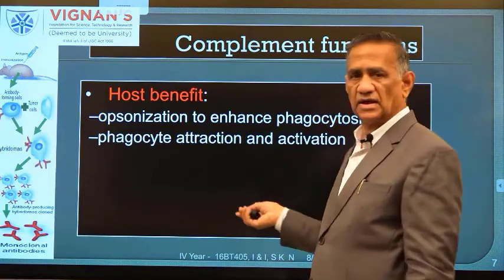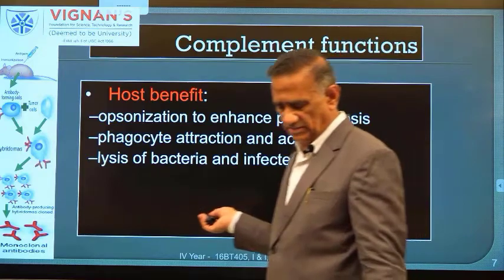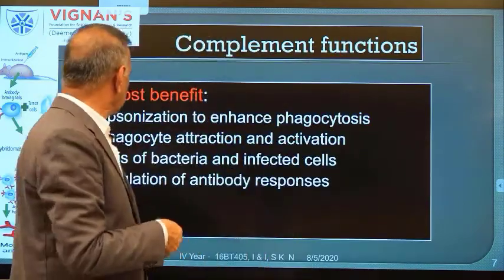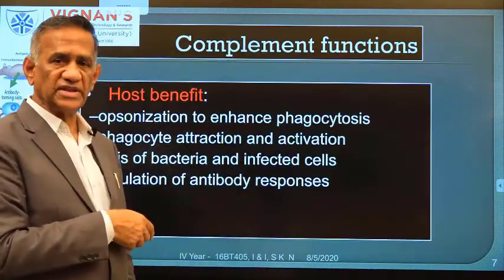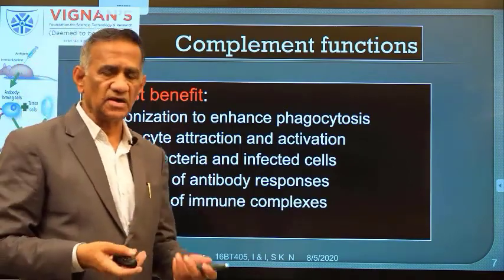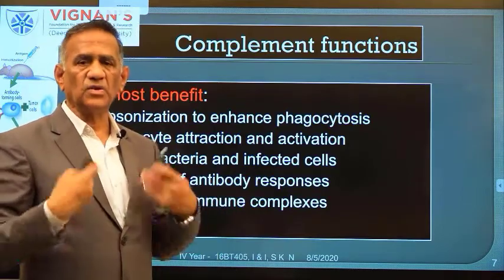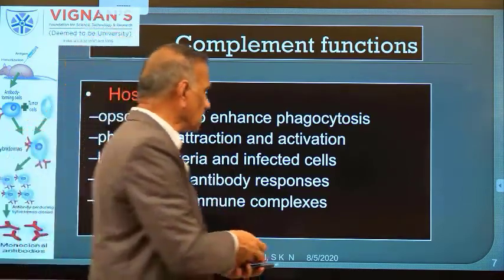Phagocytes are attracted and activated, and lysis of bacteria and infected cells keeps going on here. And then regulation of antibody response takes place. And then clearance of immune complexes. Whenever a person has a regular infection, he has immune complexes all over the body. What is an immune complex? Let us see now.